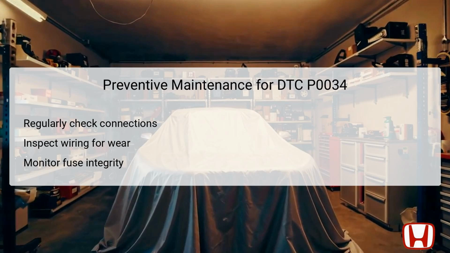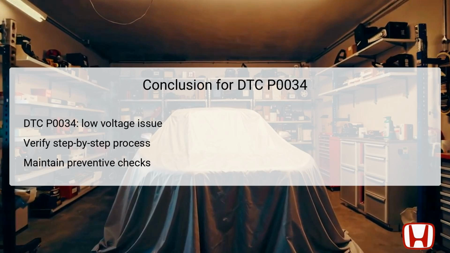In conclusion, DTC P0034 signifies a low voltage issue within the turbocharger bypass control solenoid valve circuit, which can significantly impact engine performance. Following a thorough step-by-step diagnostic approach is crucial in effectively identifying and rectifying the underlying issues. Starting from verification through initial tests to confirming the integrity of the solenoid and wiring provides a comprehensive pathway to addressing the error. Moreover, practicing consistent preventive maintenance, such as inspecting connections and wiring while monitoring fuse status, can help prevent recurrence of this DTC.